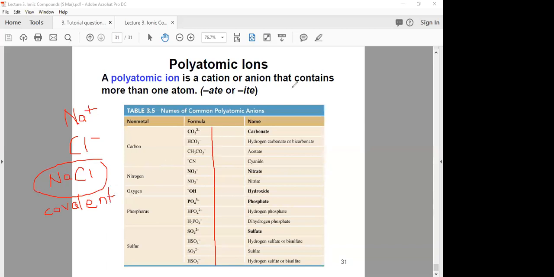Okay, a polyatomic ion is a cation or anion that contains more than one atom. It carries an overall charge, and the atoms are bonded together by covalent bonds, not ionic bonds. Let's look at some of these. So polyatomic ions of carbon. Some of these are more important than others. So for anyone doing animal studies, these two polyatomic ions, carbonate and bicarbonate, will become important in your learning of physiology in animals when you do animal anatomy and physiology.